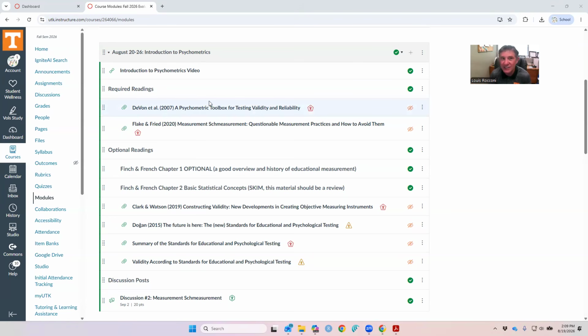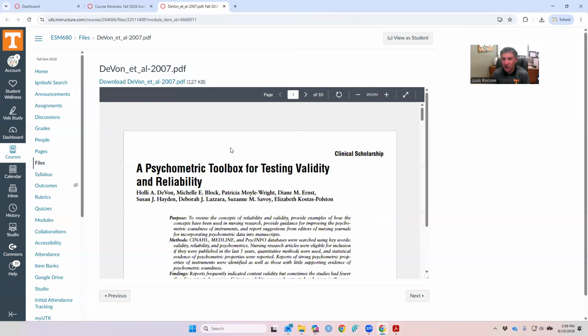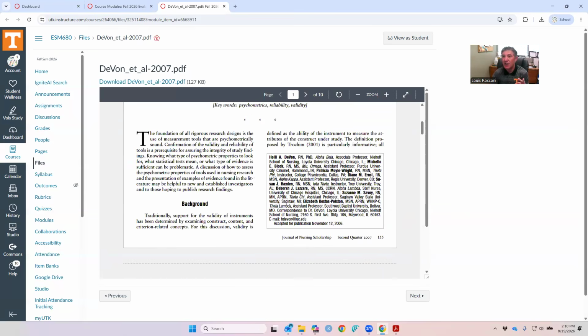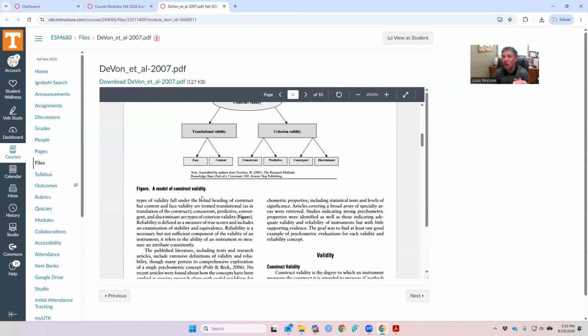We have two required readings this week, the Devon and the Flake and Fried article. I would really encourage you to start with the Devon article. I think it is a really great overview of the concepts of validity and reliability. It does a good job of organizing a lot of the terminology that we're going to discuss, and differentiating between different types of reliability and different types of validity. So take some time, read through it, and we'll talk about these.